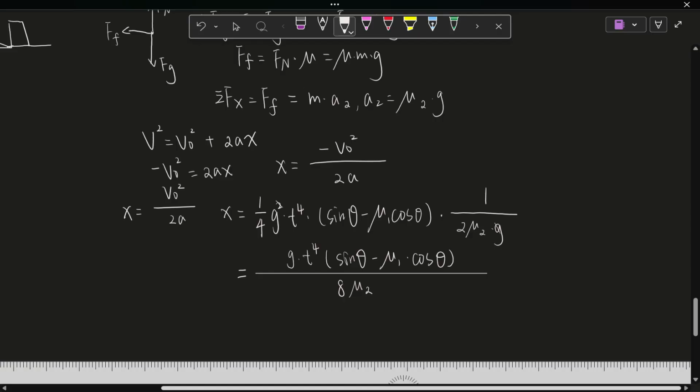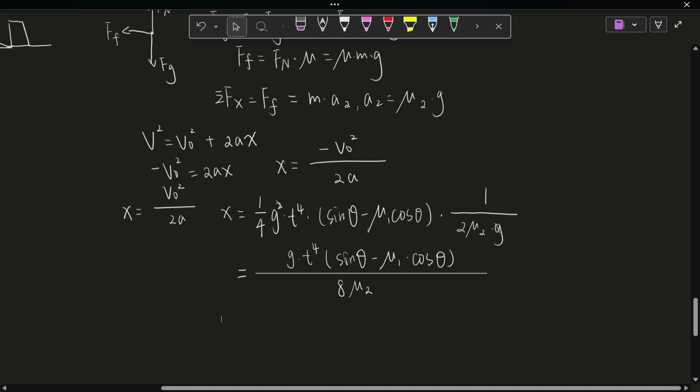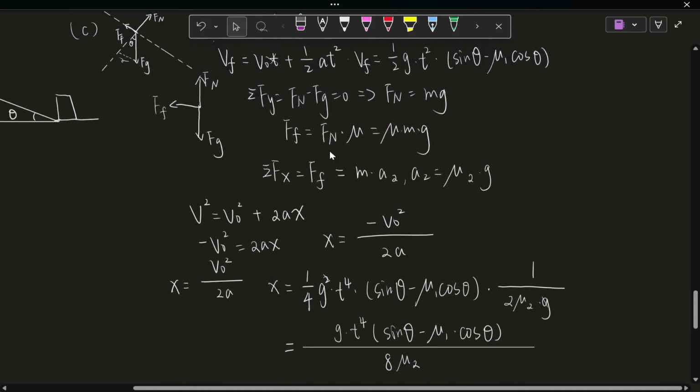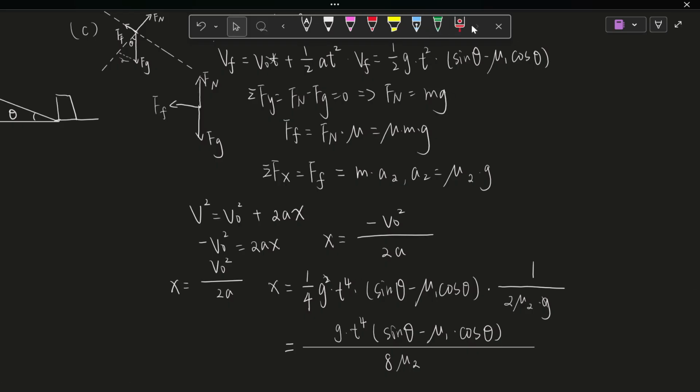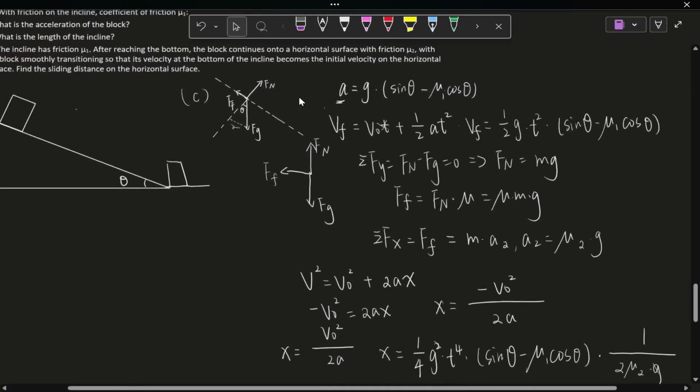On the actual test, I think for AP1, your teacher will usually give you the numbers, so you really don't need to find the expression, but I still highly recommend you do it and understand it because it can improve you by a lot.